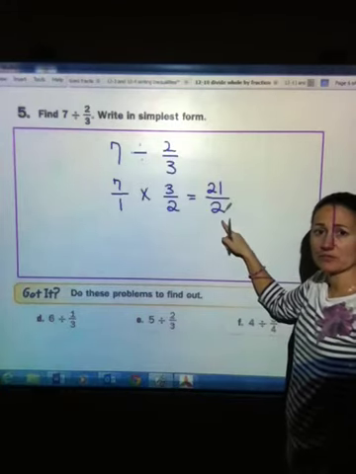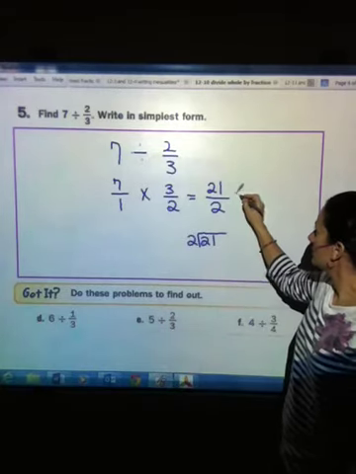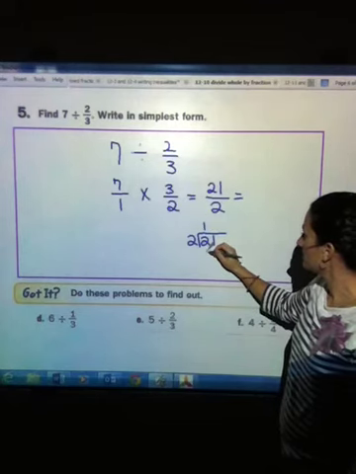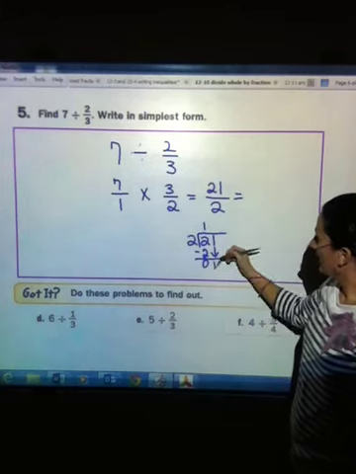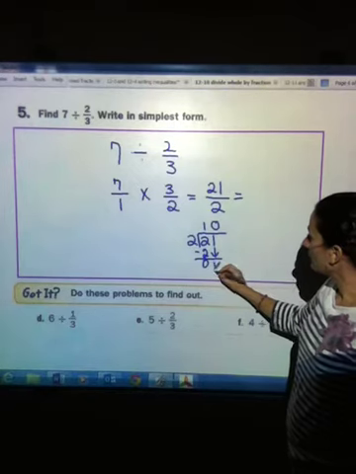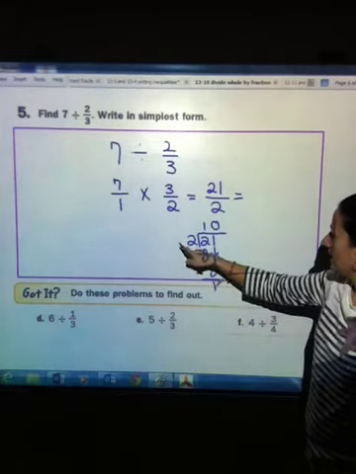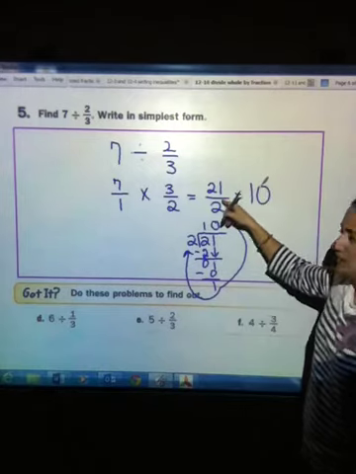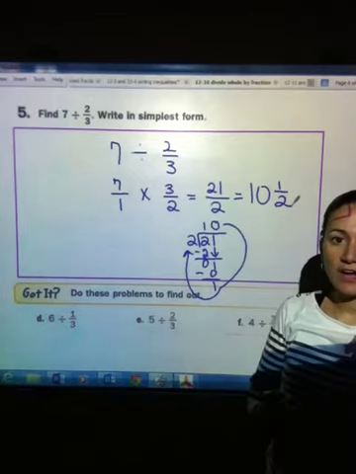I have an improper fraction for my answer, so I need to divide 21 by 2 to find the mixed number. So 2 goes into 2 one time. And 2 goes into 1 0 times. So I have a remainder of 1. So my mixed number is 10 and 1/2. There it is, 10 and 1/2. We're still working on writing improper fractions as mixed numbers. So make sure you've copied that example.